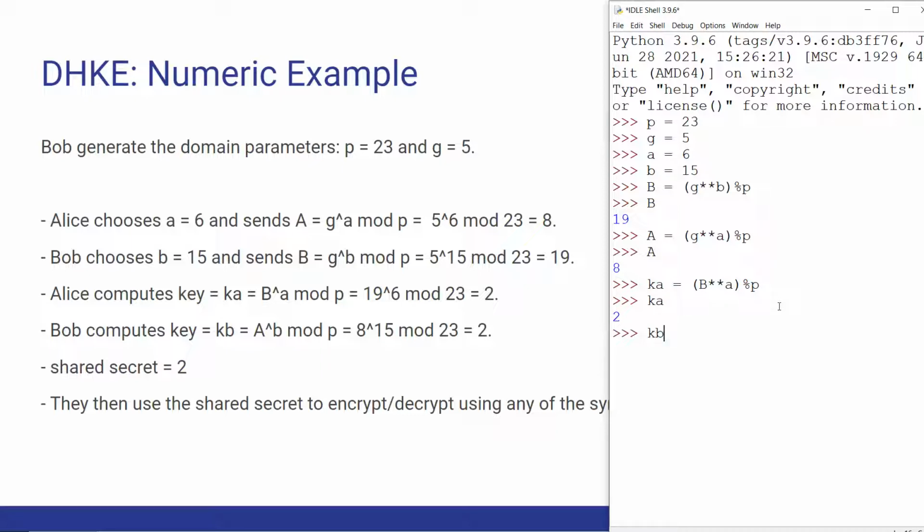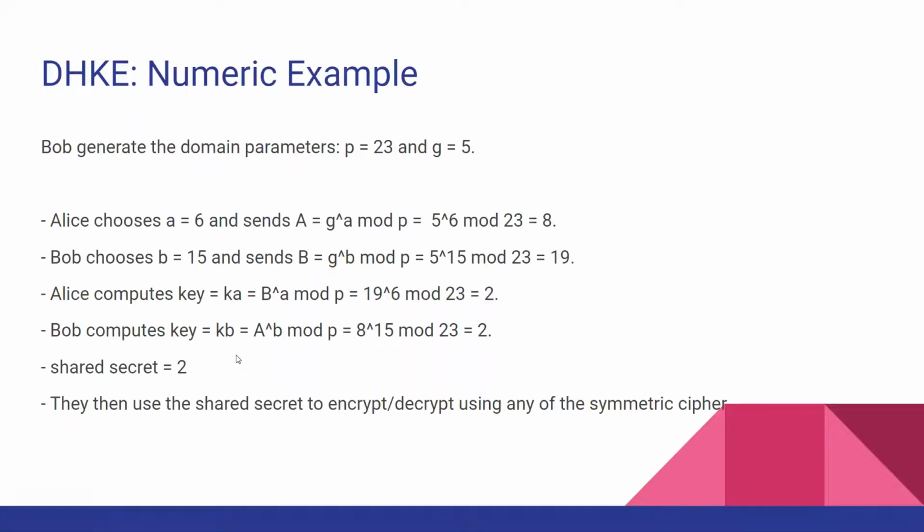Bob is also computing key k from his point of view, which is nothing but A power b mod p, which is equal to 2. Thus both Alice and Bob will end up with the exact same secret, equal to 2. So this is a very quick numerical example using the Diffie-Hellman key exchange.